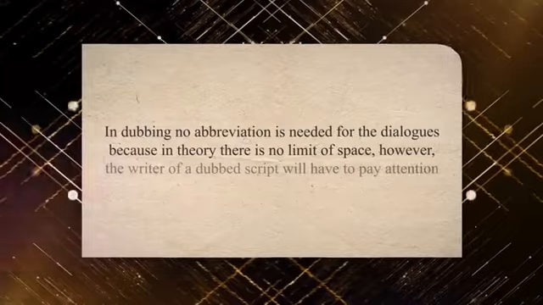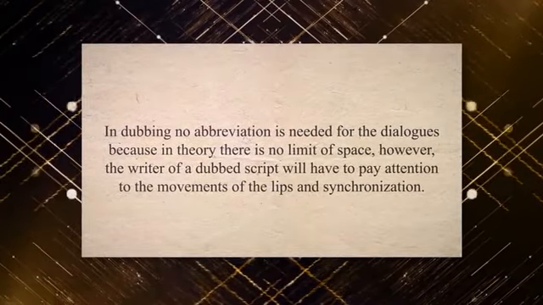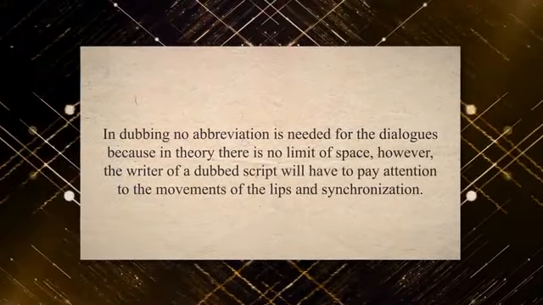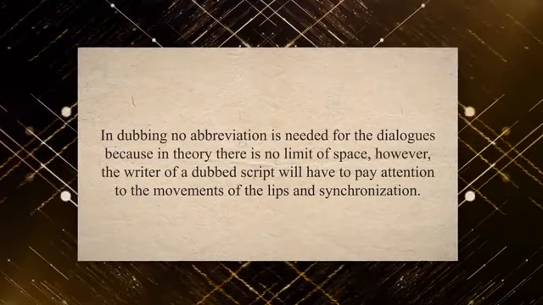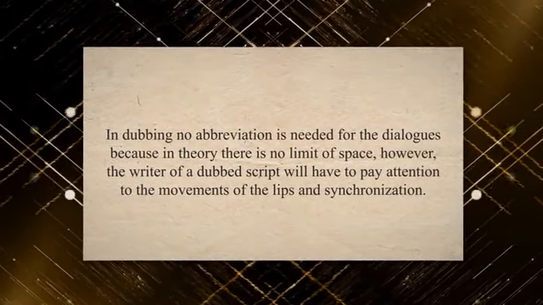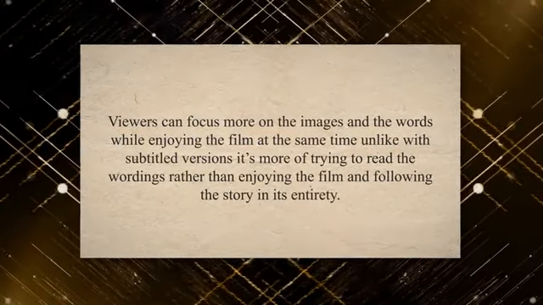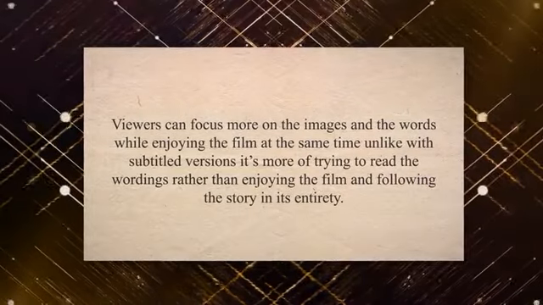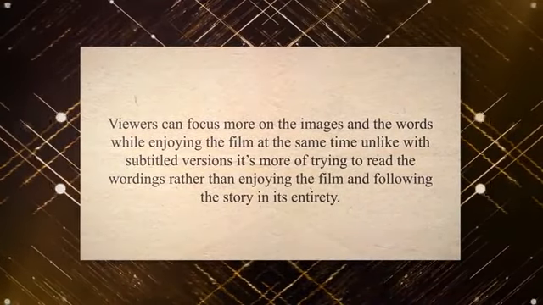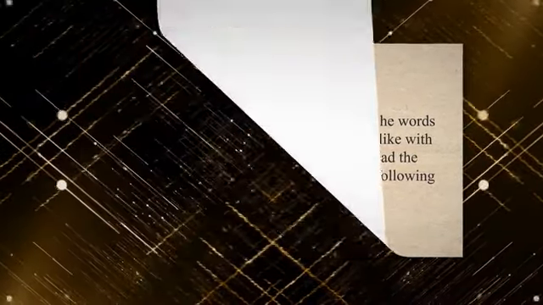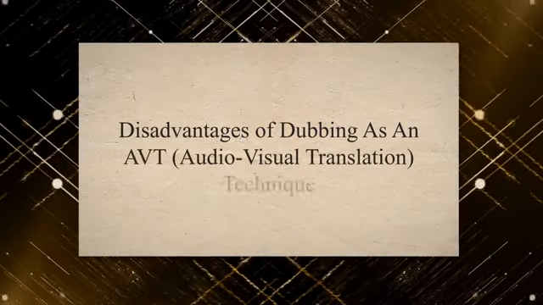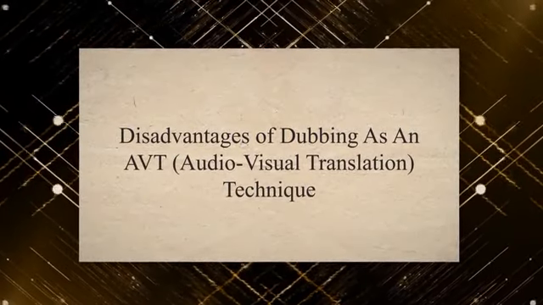In dubbing, no abbreviation is needed for the dialogues because in theory there is no limit of space. However, the writer of a dubbed script will have to pay attention to the movements of the lips and synchronization. Viewers can focus more on the images and the words while enjoying the film at the same time. Unlike with subtitled versions, it's more of trying to read the wordings rather than enjoying the film and following the story in its entirety. Disadvantages of dubbing as an AVT, audiovisual translation, technique.